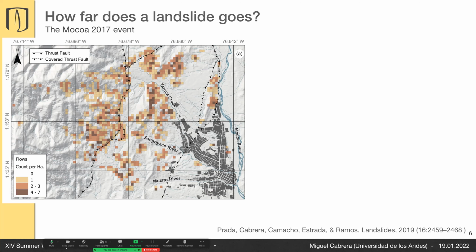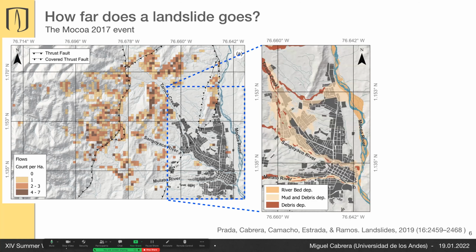So how far a landslide gets becomes even more dramatically complicated when you mix it with flow paths. And what resulted from this situation is that even though most of these landslides didn't happen near the metropolitan area of Mocoa, the mixture of these landslides with water resulted in several debris flows, mud flows, and other sediment transport processes that damaged a whole neighborhood here on the northern side and killed many people. About 300 people died on the 7th.